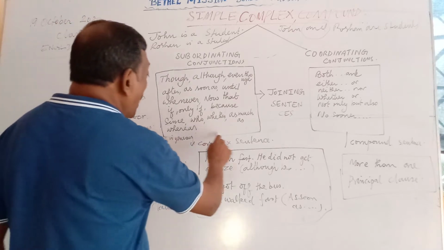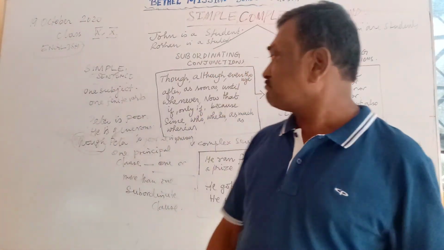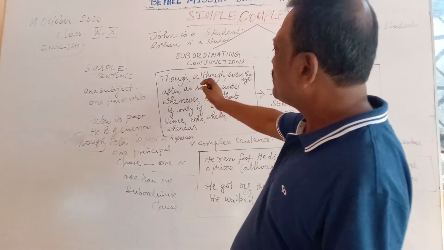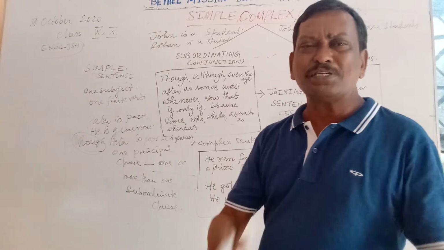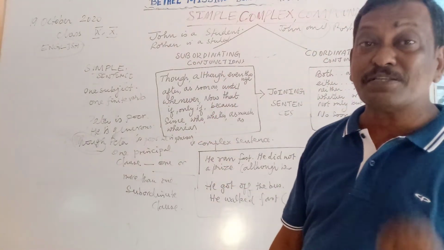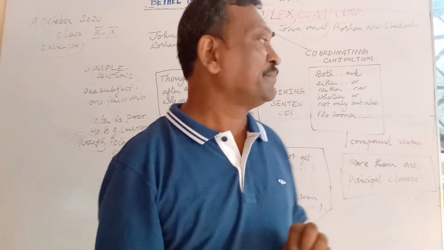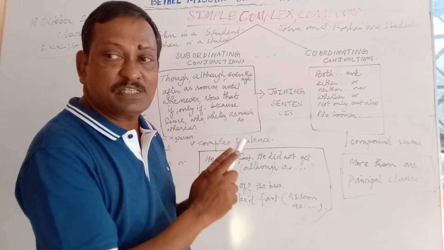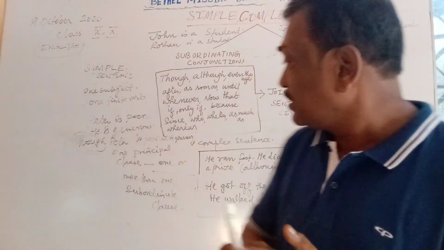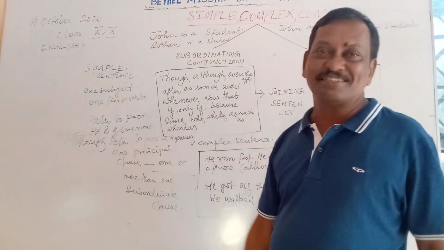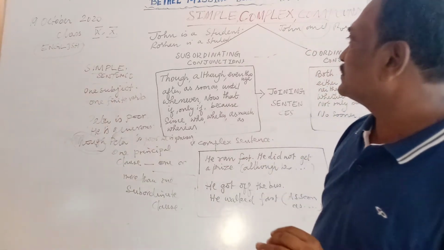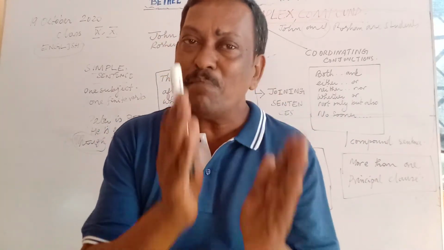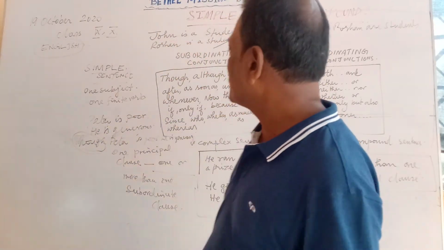Now, why are these subordinating conjunctions discussed? What is the role of these subordinating conjunctions? What is the function of these subordinating conjunctions? That is a point that we need to keep in mind. As you see here, subordinating conjunctions are used to make complex sentences. Remember, subordinating conjunctions are used to make complex sentences.